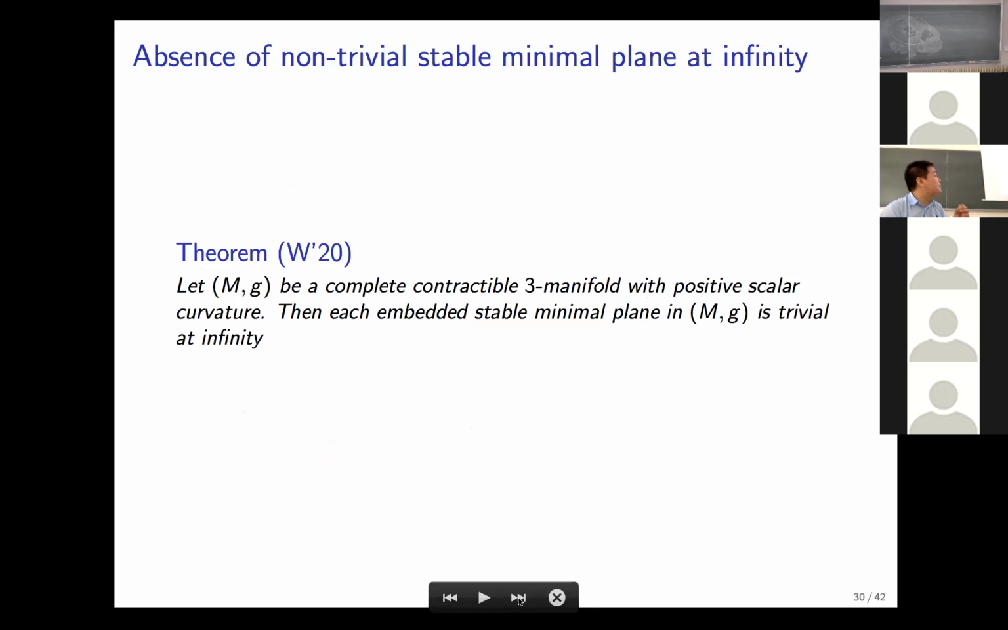The triviality at infinity has many connections with minimal surfaces, the minimal plane. This connection is suggested by the following result. Let M be a complete contractible three-manifold with positive scalar curvature. Then each embedded stable minimal plane is trivial at infinity.